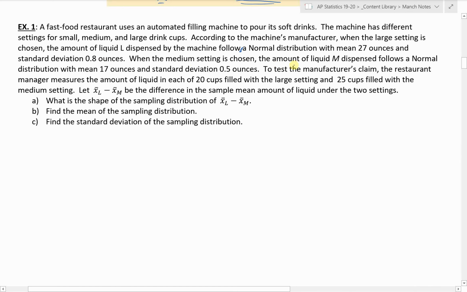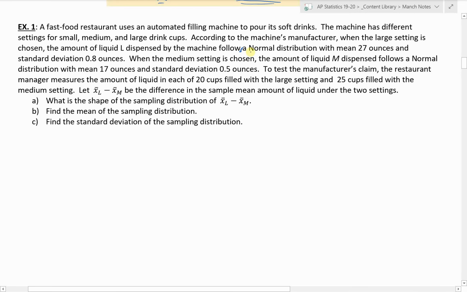When medium is chosen, the amount of liquid dispensed follows a normal distribution with mean 17 ounces and a standard deviation of 0.5. To test this claim, the restaurant manager measures the amount of liquid in each of 20 cups filled from the large setting and 25 cups filled from the medium setting. Let x bar sub L minus x bar sub M be the difference in the sample mean amount of liquid under the two settings. So average large sample and average medium. What is the shape of the sampling distribution?